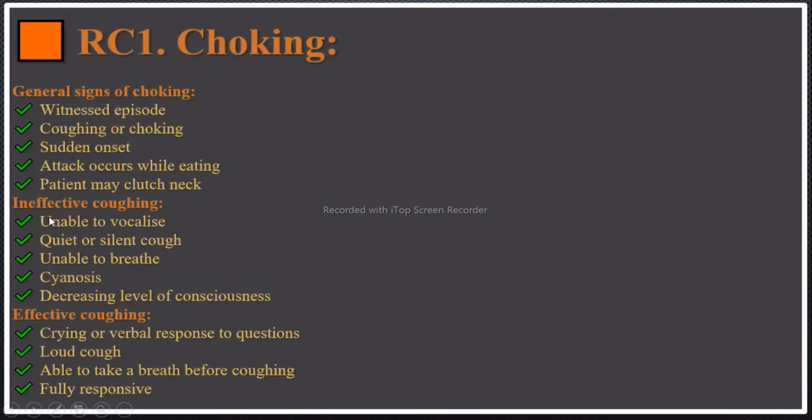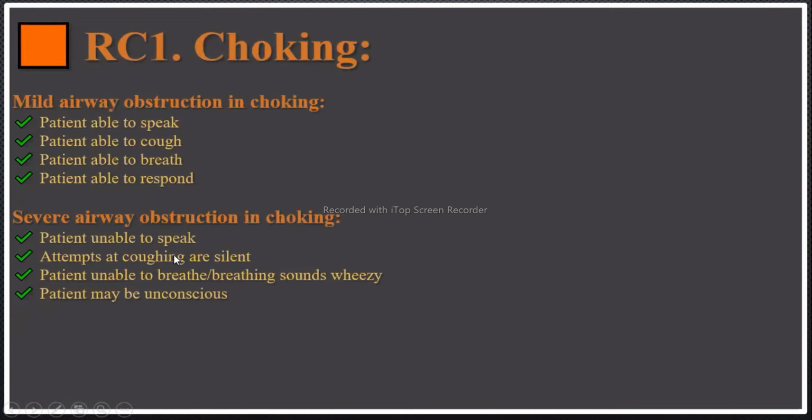The patient may clutch his neck. So if the patient has ineffective coughing, how to understand? He is unable to vocalize, has a quiet or silent cough, is unable to breathe, has cyanosis, and decreased level of consciousness. How to understand it's effective coughing? Crying or verbal response to questions, loud cough, able to take a breath before coughing, fully responsive. These features can be present in the exam, so you have to be familiar with that.